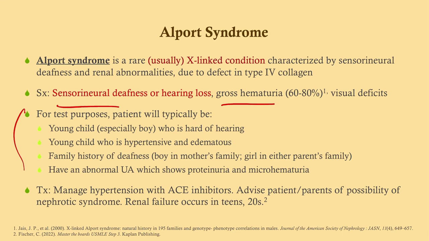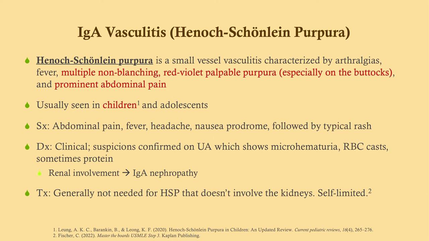Look at the mom's family history. However, it can manifest in girls just to a lesser degree. So if you do suspect Alport in a girl, look for either parent. And then it could present as an abnormal urinalysis that shows proteinuria and microhematuria, but usually there will be these associated symptoms with Alport. The treatment is to manage the hypertension if it exists with ACE inhibitors, advise the patient and the parents of the possibility of nephrotic syndrome, and these patients usually go on to develop renal failure by late adolescence, early adulthood.